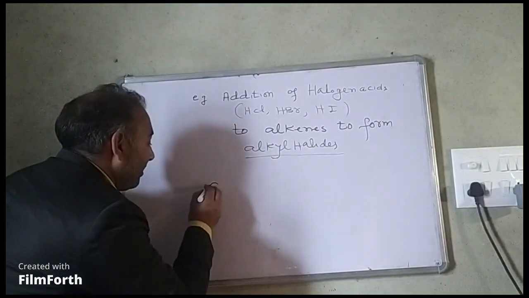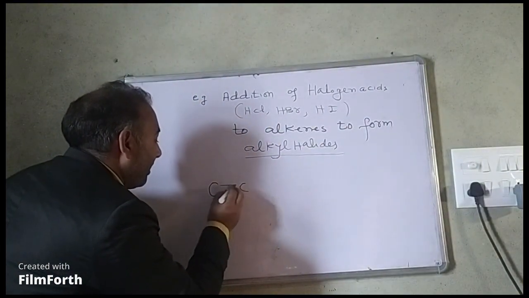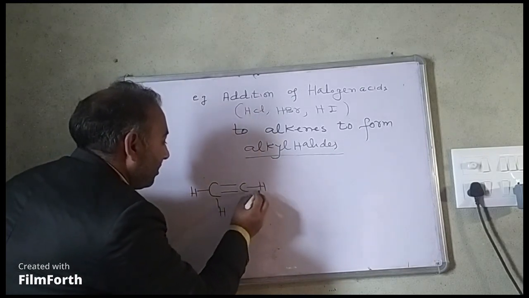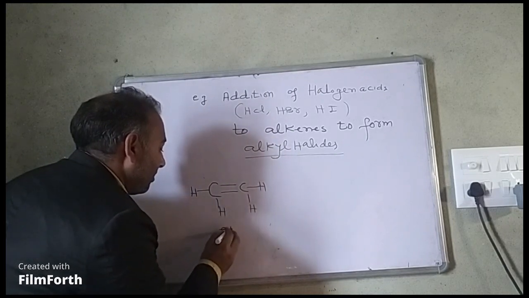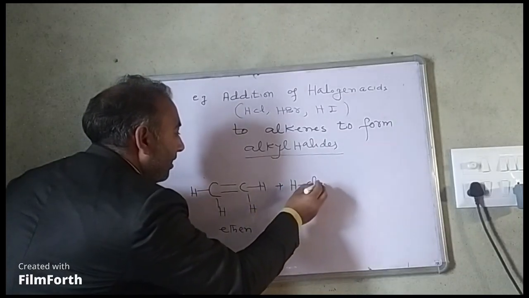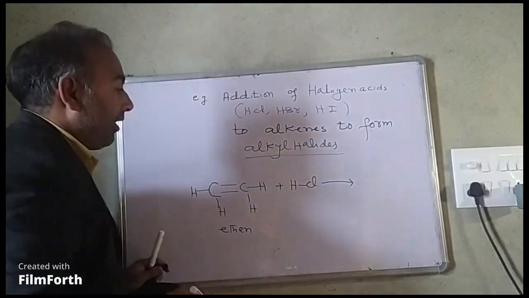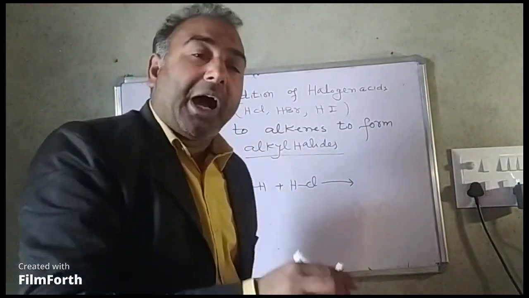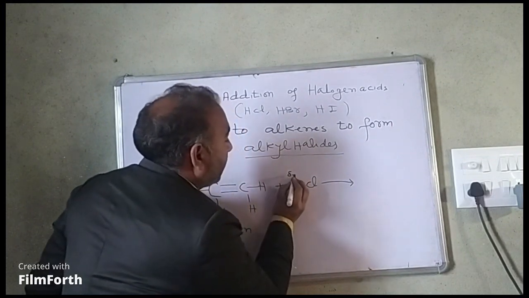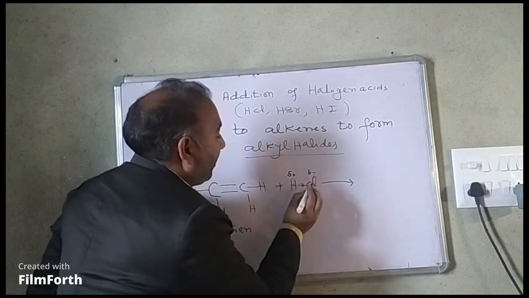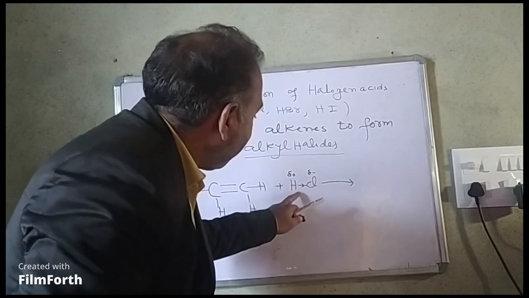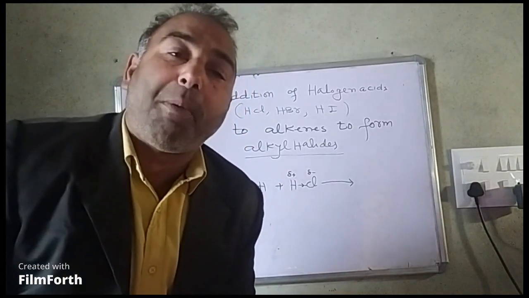For example, carbon-carbon double bond. This is called ethene. Plus HCl, hydrochloric acid. Now hydrochloric acid has two parts. This is H, delta positive charge, chlorine, delta negative charge. It has one electrophilic part and the other is the nucleophilic part.